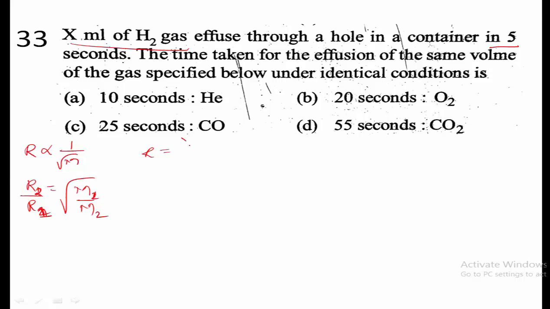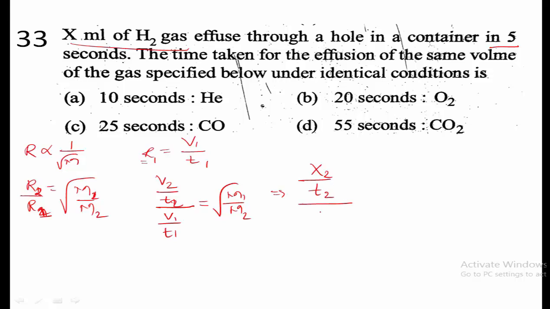So rate of diffusion is nothing but volume of gas passed divided by time taken. You can write it this way too: the volume of gas that passes within a given time is also called the rate of diffusion. So for R2 I take V2 divided by T2, and for R1, V1 divided by T1. So that is equal to square root of M1 divided by M2. So this implies V2, which is unknown, let us take it as x divided by t2, whole divided by x divided by 5, because they have mentioned x ml of H2 gas effuses in 5 seconds.